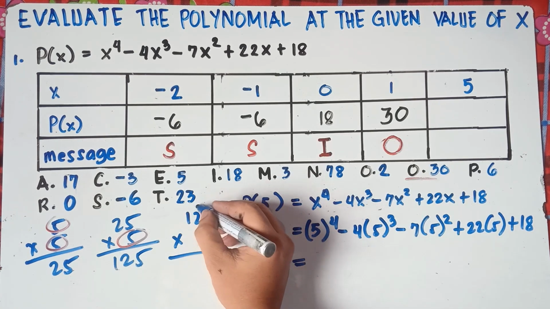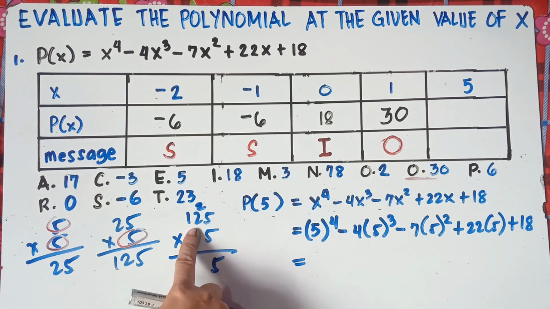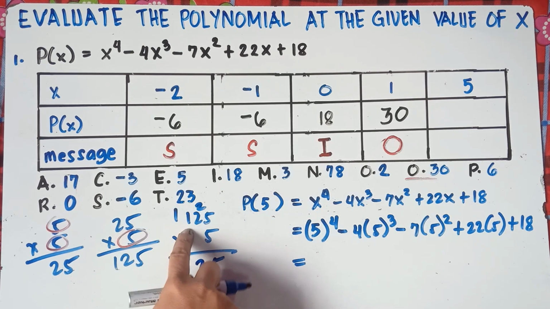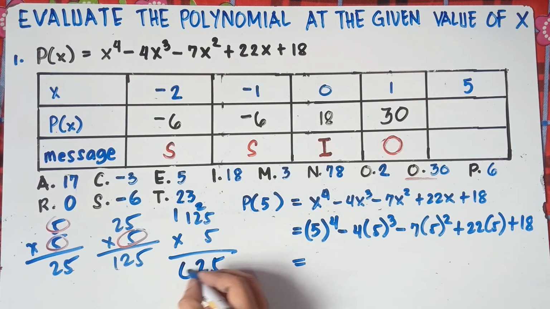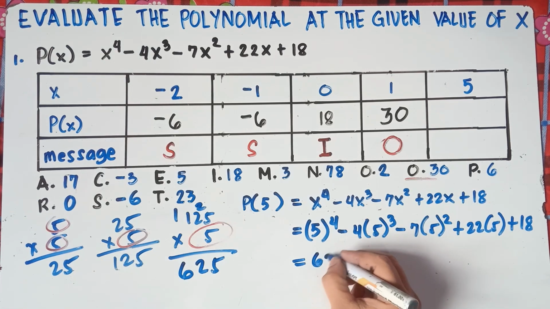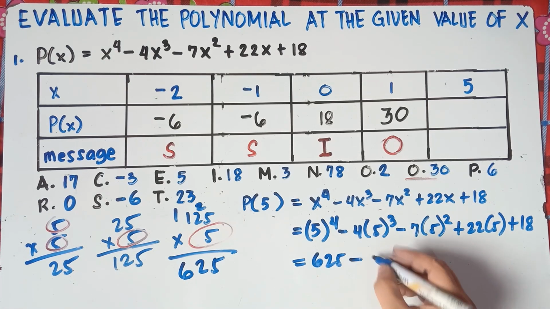5 times 5 is 25. 5 carry 2. 5 times 2 is 10 plus 2 is 12. Carry 1. 5 times 1 is 5 plus 1 is 6. 625. So 5 raised to the power of 4, so 1, 2, 3, 4. So we have 625. So this will be 625 minus, copy 4.